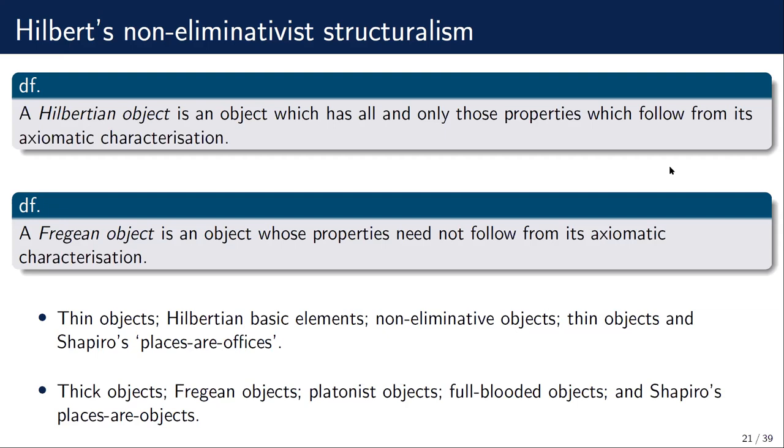Okay, so why am I drawing this line in the sand between these two conceptions? It's because I think that is the best way to bring out the sense in which Hilbert's axiomatization of Euclidean geometry that we can find in his Grundlagen is eliminativist and non-eliminativist. It's eliminativist with respect to these Phrygian objects, and it's non-eliminativist with respect to these Hilbertian objects.